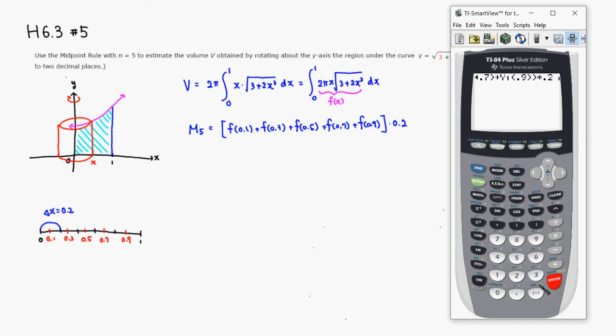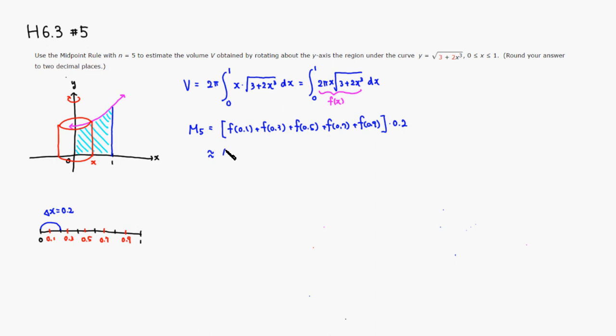Then hit enter. So it came out to be, let's see, we want to round it to 2 decimal places, so it looks like it's going to be 6.09. So this is going to be about 6.09. That will be the volume approximation anyway, using the midpoint rule.